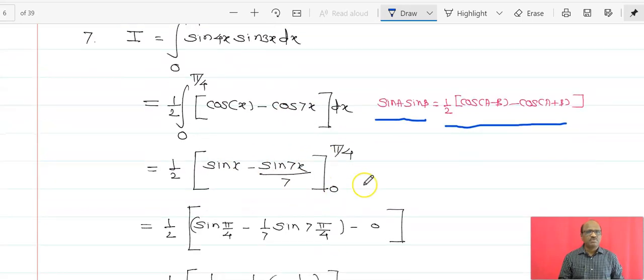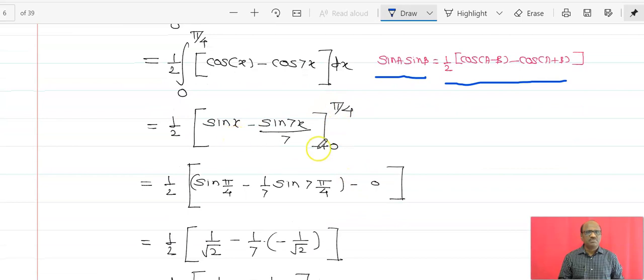0 to pi by 4, and substitute the upper limit minus lower limit. That is, replace x by pi by 4. That is sine of pi by 4 minus 1 upon 7, sine of 7 pi by 4, minus 0.